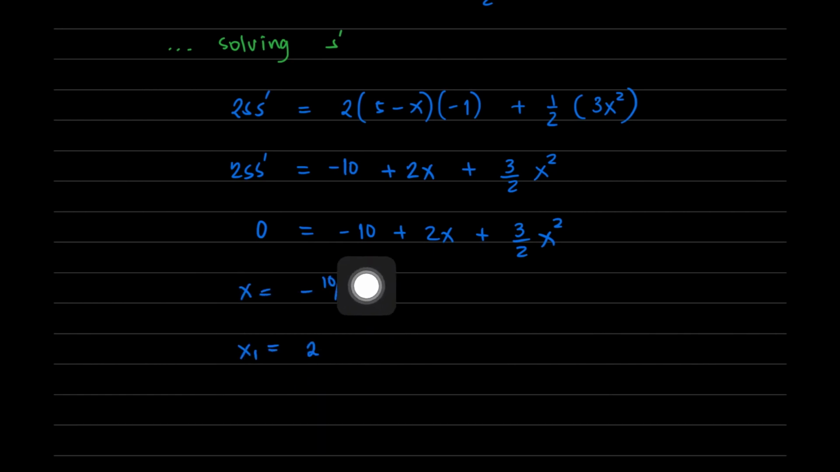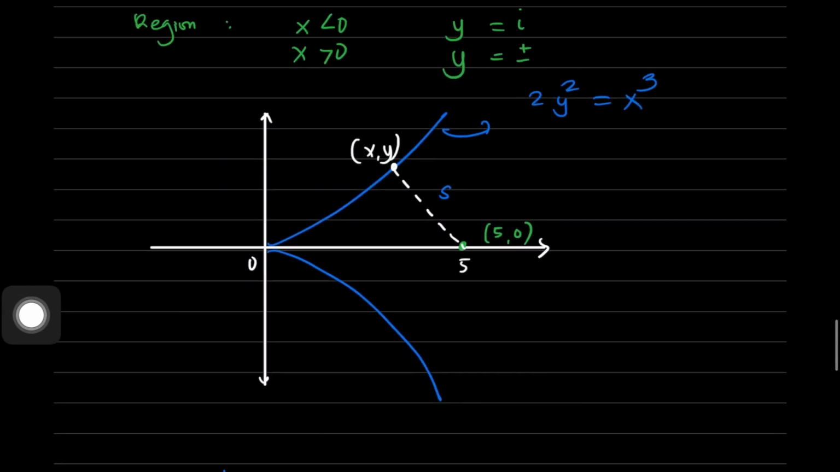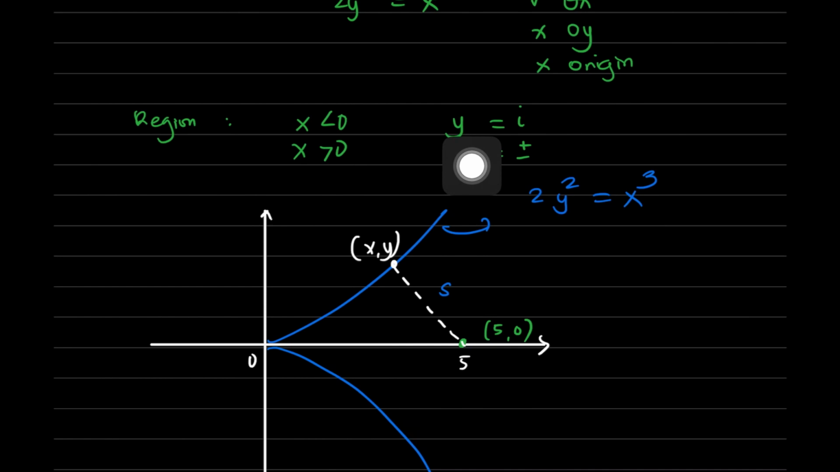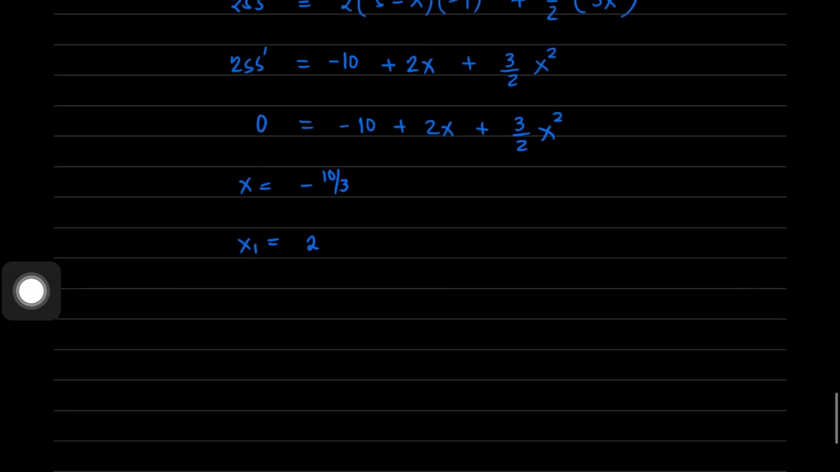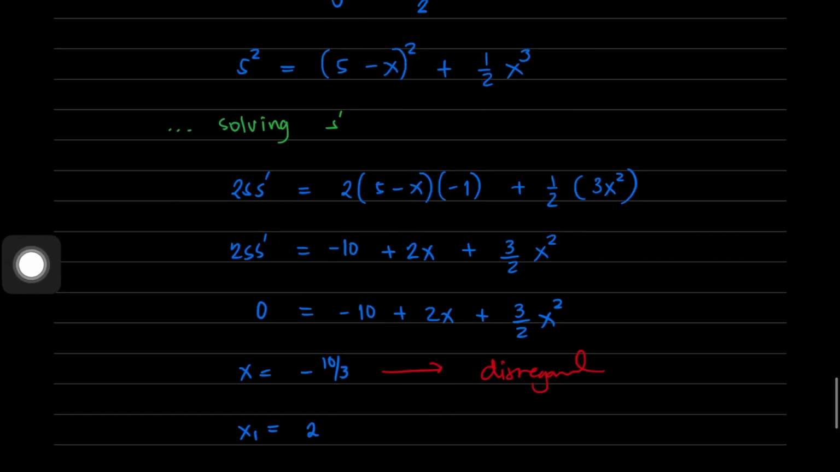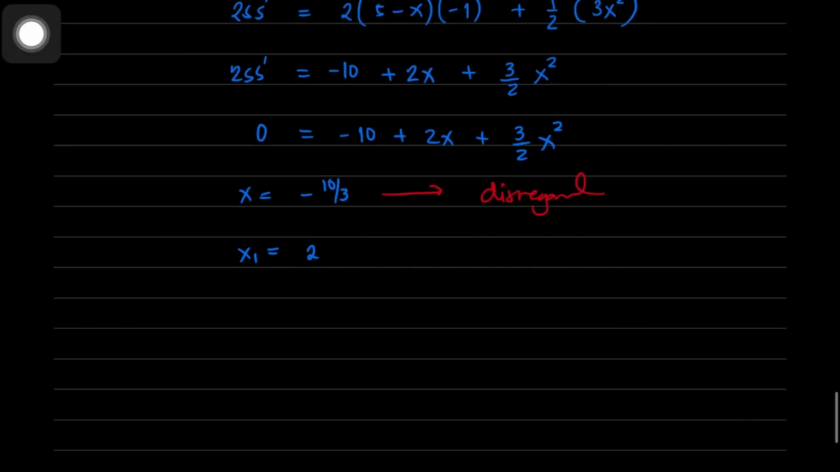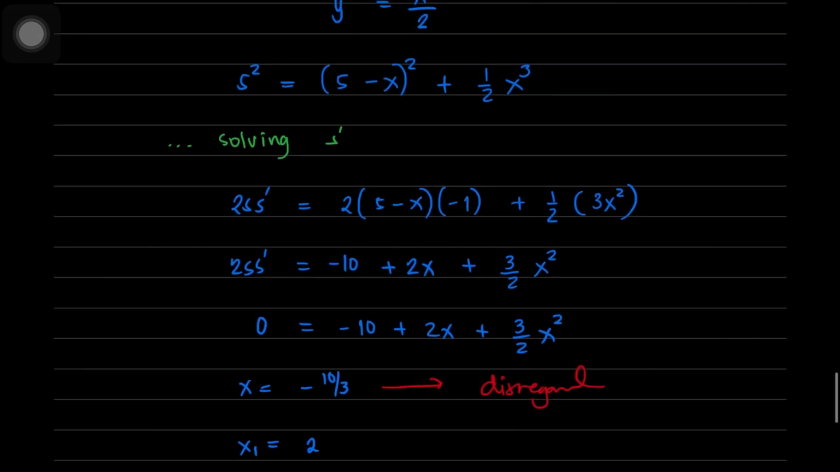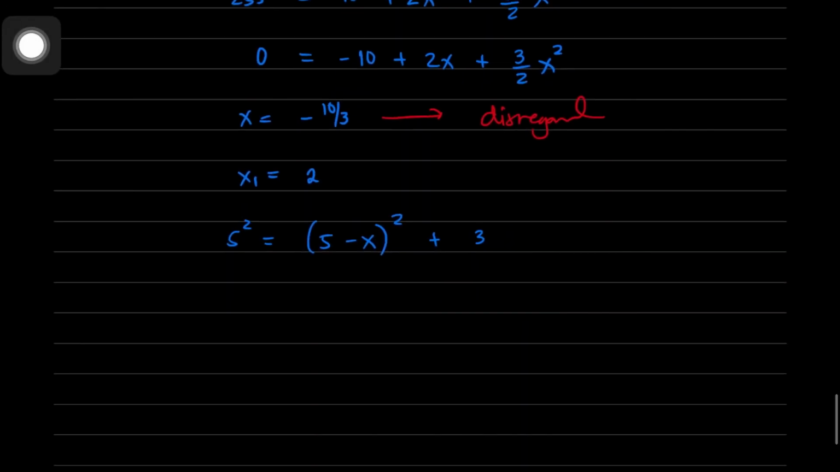Now, one value of x is negative and the other is positive. In here, we're going to disregard the negative value of x because we found out that if x is less than 0, y is imaginary. So there is no graph in this area. So we're just going to consider x equals positive 2. Right? So we're going to disregard x equals negative 10 over 3. Now, if x is equal to 2, and solving for the value of s in here, s squared is equal to (5 minus x) squared plus 1 half x cubed.